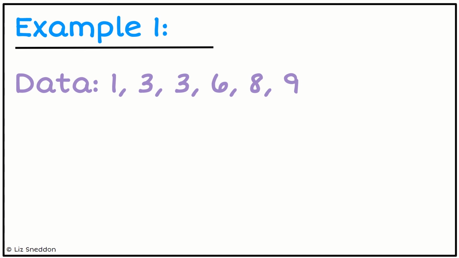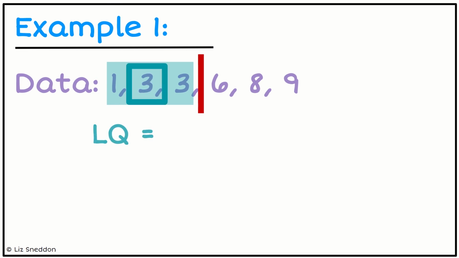Now I want to find the interquartile range. So I'm going to start by identifying where the median is. And I've put a line there to show that's where the median is. That's where it would be, halfway between the numbers 3 and 6. Now I'm going to look at all the numbers that are below the median. And I want to find halfway in that set of numbers. And halfway there is the number 3. So that means my lower quartile is 3.